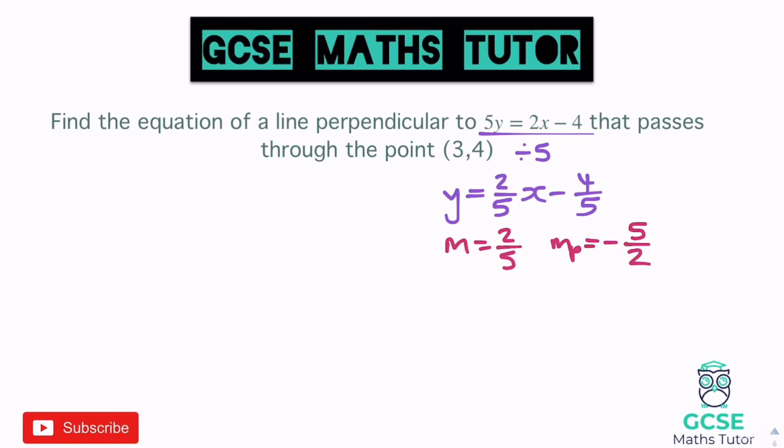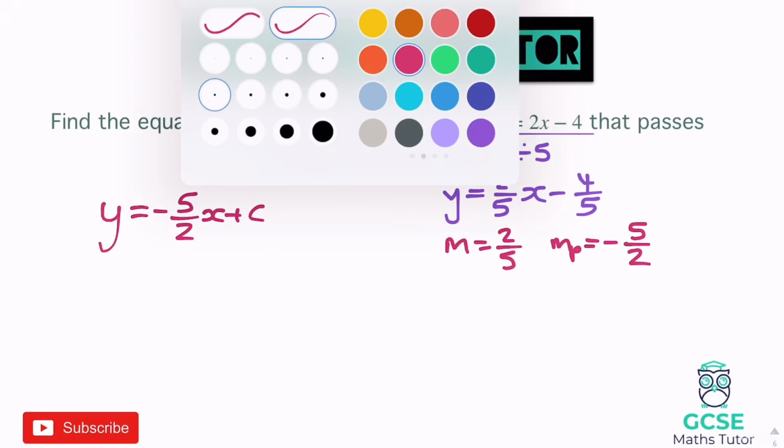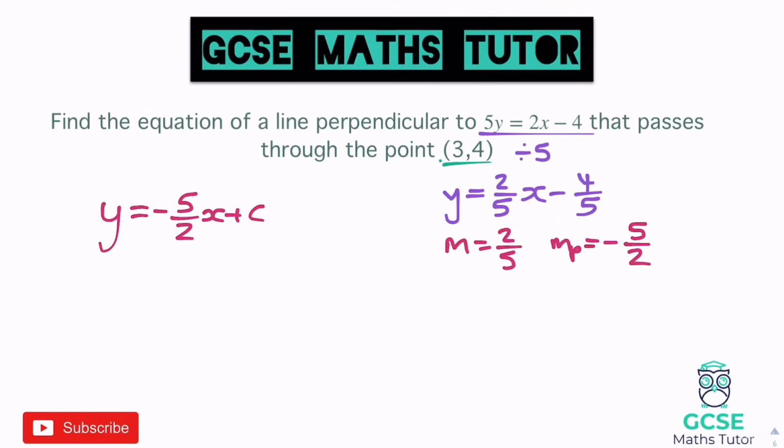Alright, let's put that into our line equation then. So y equals minus 5/2 x plus c. So same as before, we're going to sub this point in, use that to help us find c, but we've not got a nice gradient for this one. We've got minus 5/2 or 5/2, or 2.5 if you want to convert it. I'm just going to leave it as it is.